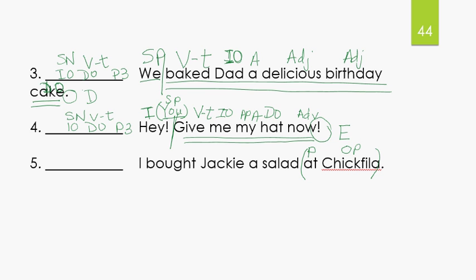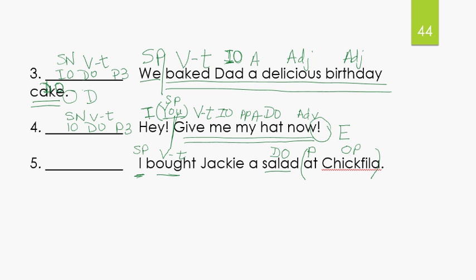All right, so who bought Jackie a salad? I did. Subject pronoun. What is being said about I? I bought. I bought what? Well, I didn't buy Jackie. Jackie's not for sale, right? I bought a salad. Direct object. Change your verb to verb transitive. Ask yourself, is salad the same thing as I? No, it is not.